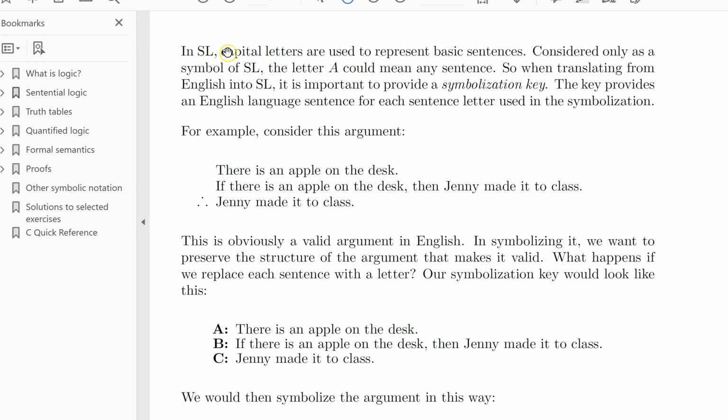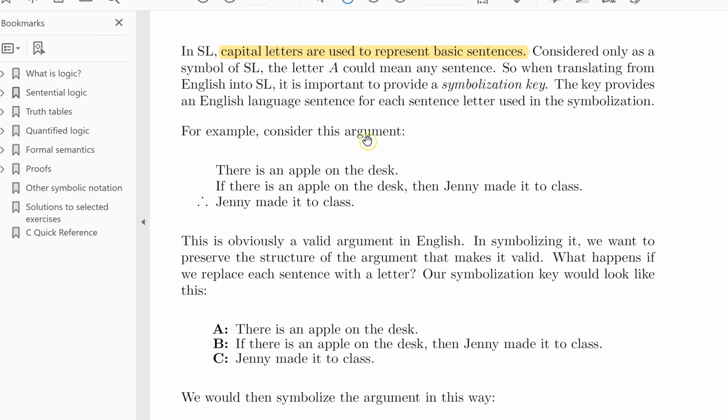They refer to it as SL. So the first important thing to note is that capital letters are used to represent basic sentences. I've sometimes called these sentence atoms. They do not represent nouns, right? And I've gotten a few emails asking a question that this textbook answers that our other one doesn't. So I'm going to take some time to go through it.